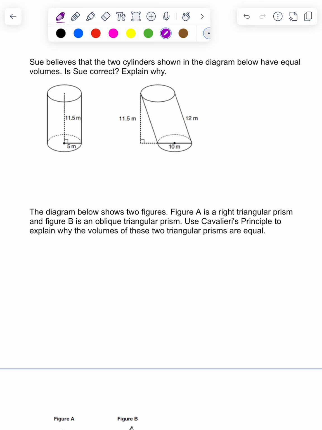Sue believes that the two cylinders shown in the diagram below have equal volumes. Is Sue correct? You might want to pause the video, write down an explanation, then unpause when you have it to check your work.